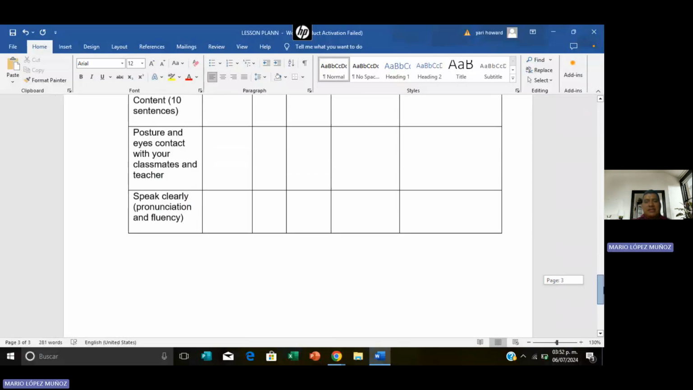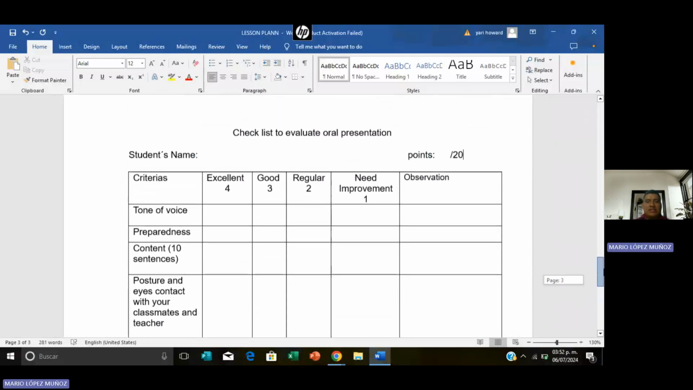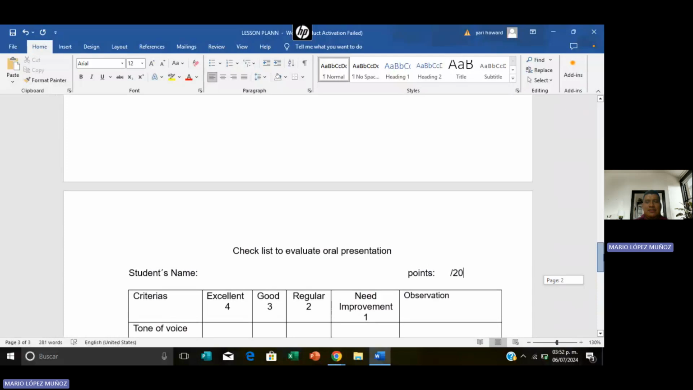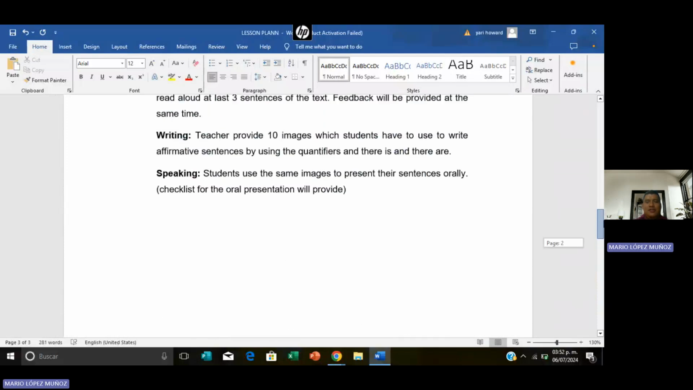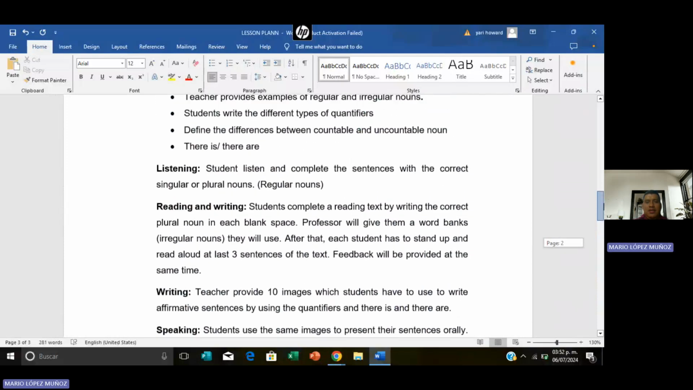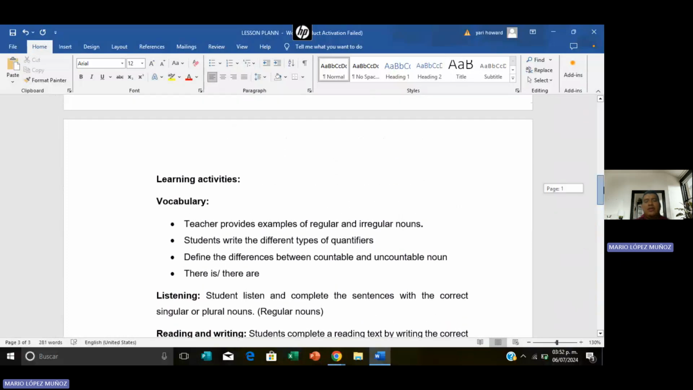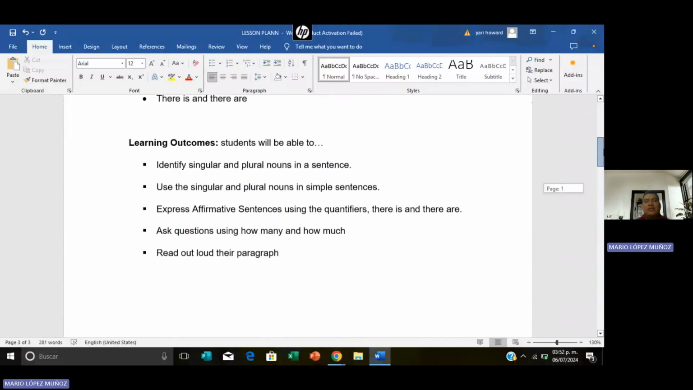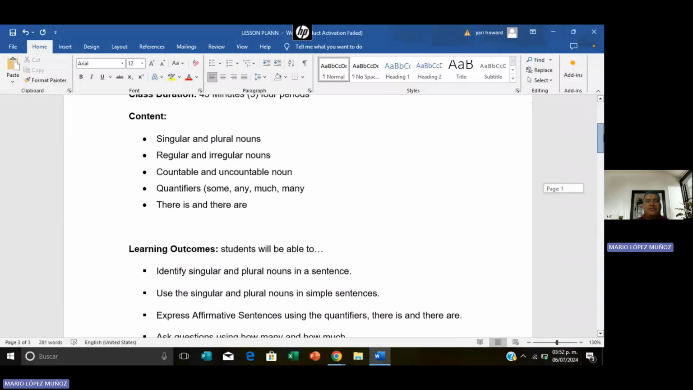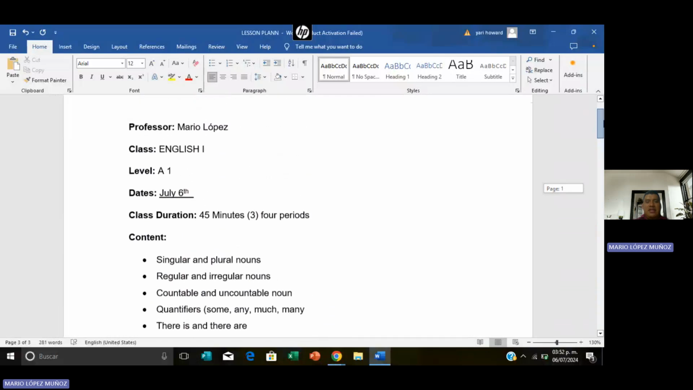So basically, this is my little lesson plan. I use here 4 skills, including vocabulary, and with the content of singular and plural nouns.